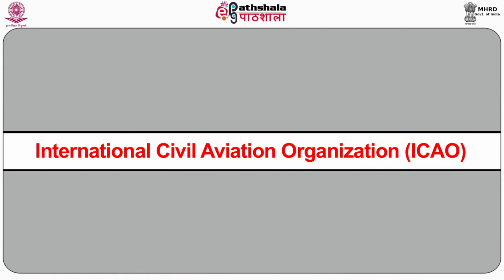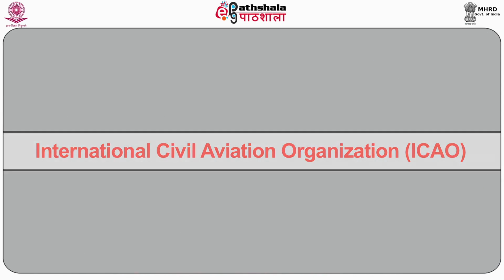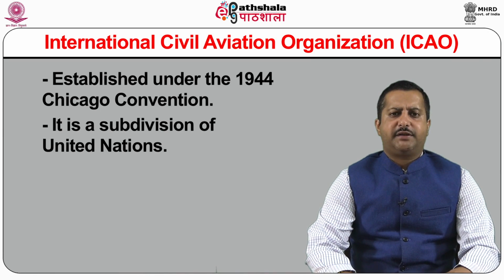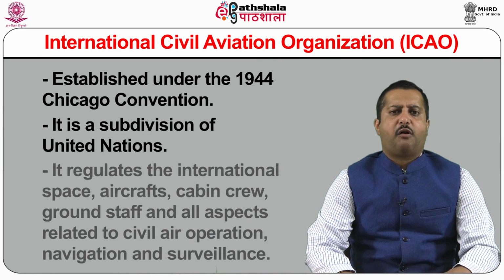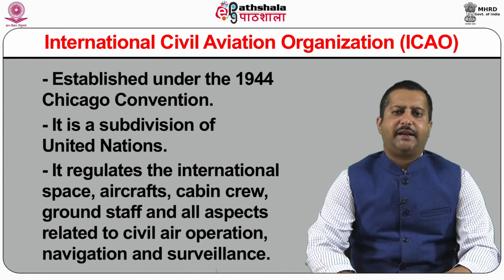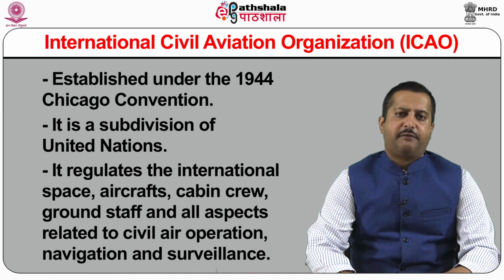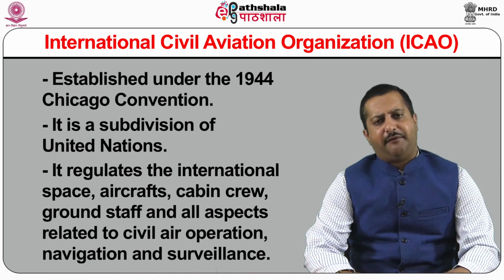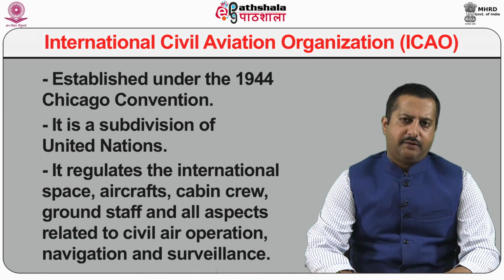Now, I will discuss ICAO, that is the International Civil Aviation Organization. It was established under the 1944 Chicago Convention. It is a subdivision of the United Nations. It regulates the international space, aircraft, cabin crew, ground staff and all aspects related to civil air operation, navigation and surveillance.